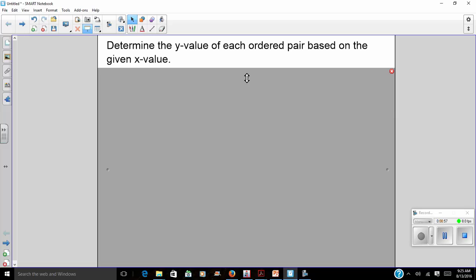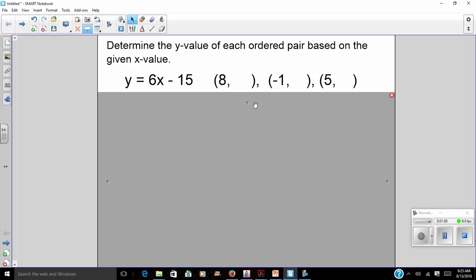So let's get started. First of all, we are given the equation y equals 6x minus 15. That's what you see on your paper. To the right of it, you see 3 starred coordinate points, and in each of these points you are given the x value. For the first point, the x value is 8. For the second point, we are given -1 as our x value. And for the third point, we are given a 5 as the x value.